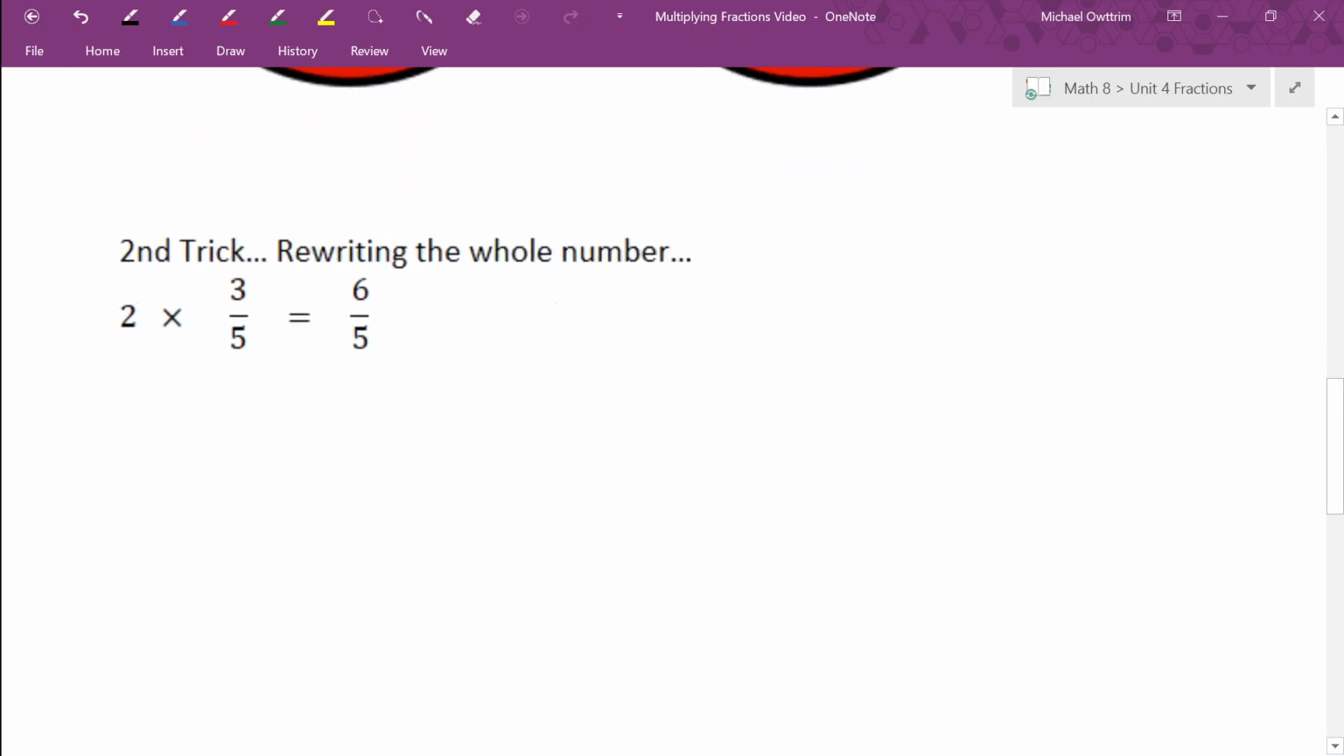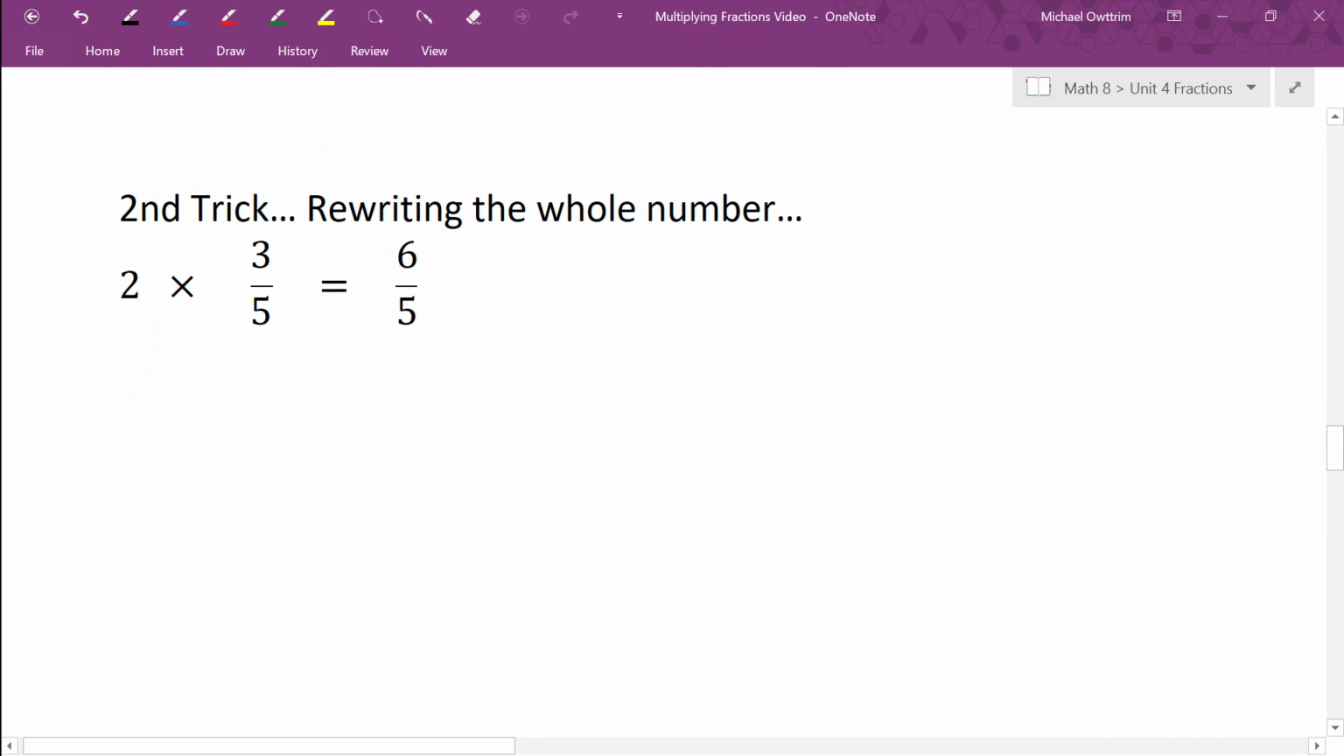The second trick is more relevant to our procedure, which is that a whole number can be rewritten as a fraction. So we know the statement to be true, 2 times 3/5 equals 6/5. And I know that 2 wholes is 2 out of 1. 2 parts, where every part is 1 whole. And if I now multiply that and I think about, well, how do I end up with the answer 6 out of 5? Let's in fact move that over a little bit.